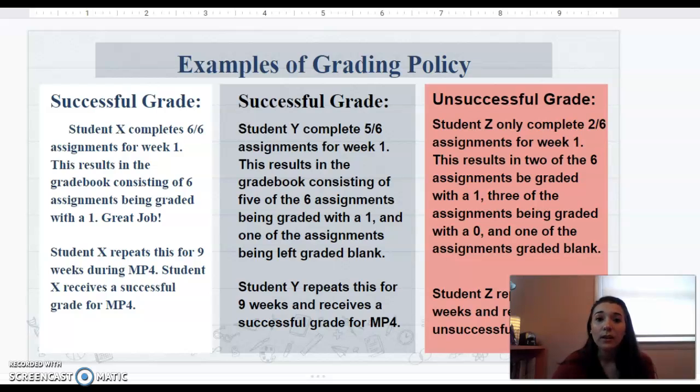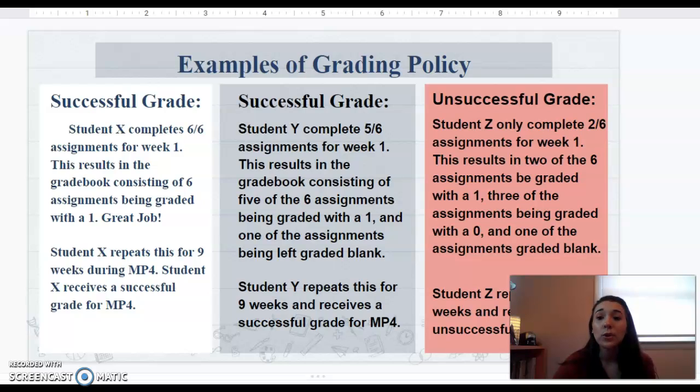Now, Student Y completes 5 out of 6 assignments for week 1. This results in the gradebook consisting of 5 of the 6 assignments being graded with a 1 and 1 of the assignments being left graded blank because they chose to skip 1. Student Y repeats this for 9 weeks and receives a successful grade for marking period 4. Both Student X and Student Y both receive the same grade, which is successful. And so you can skip 1 assignment per week.